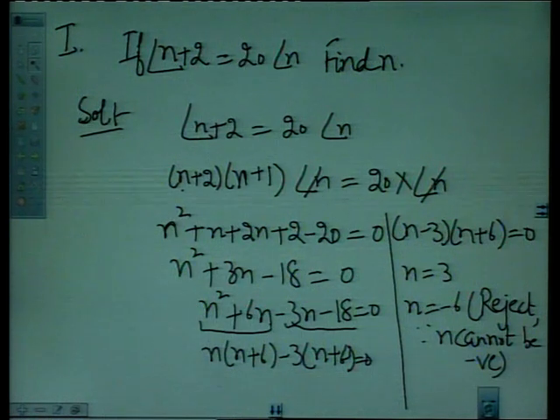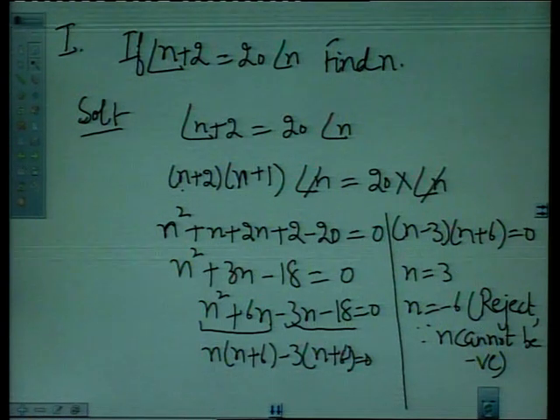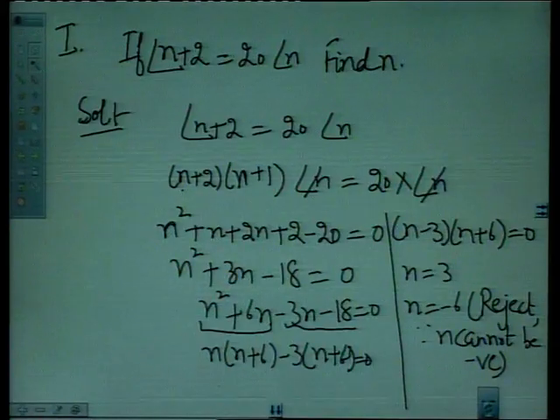Now, once again I explain how we have done this question. We were given n plus 2 factorial is equal to 20 times n factorial. In the first step, we expanded n plus 2 factorial in terms of n factorial, cancelling n factorial from both sides. Then we get a quadratic equation, we made the factors, and we were left with n minus 3 into n plus 6 equal to 0. These give two values, n equal to 3 and n equal to minus 6. We have to reject the negative value because n cannot be negative. Therefore, n is equal to 3 is our answer.